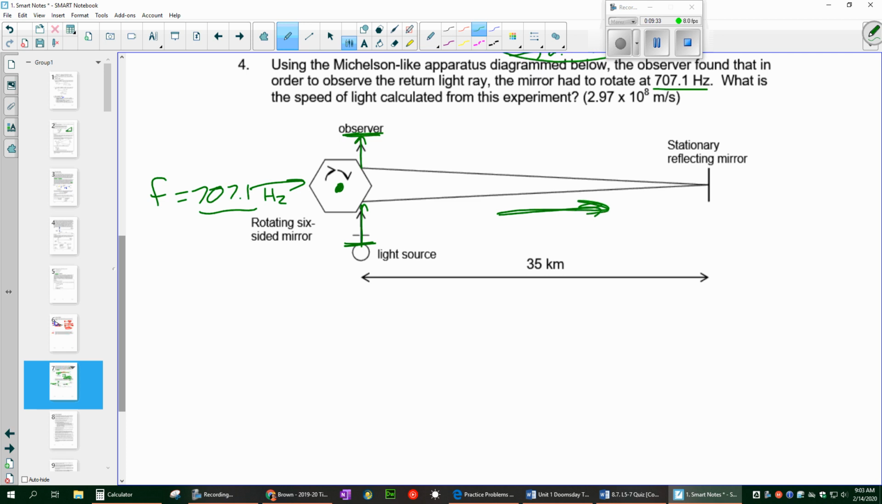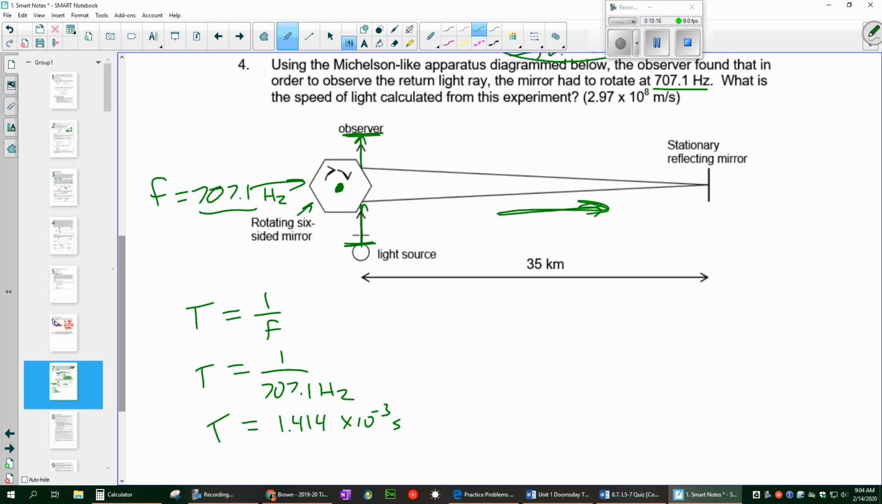In this case I'm less interested in the number of times it goes around every second. It'll be a lot more valuable for me to figure out how many seconds it takes to go around once. That'll get me a little bit closer. So let's figure out the period for this thing. T is equal to 1 over frequency, so T is equal to 1 over 707.1 hertz. T is equal to 1.414 times 10 to the negative 3 seconds.